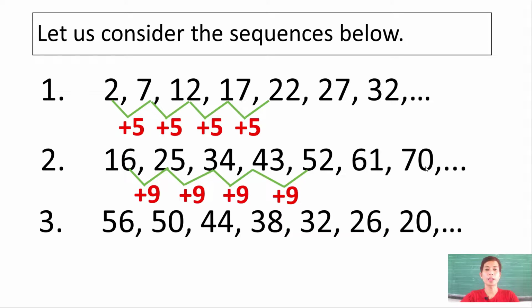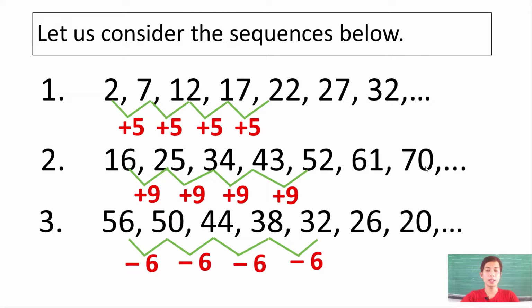Yes, you are correct. In the third sequence, a number is being subtracted to obtain the next term. So in this case, the number 6 is being subtracted from the previous term to obtain the next term of our sequence. Or we can also say that the number negative 6 is being added to the previous term to obtain the next term of the sequence.